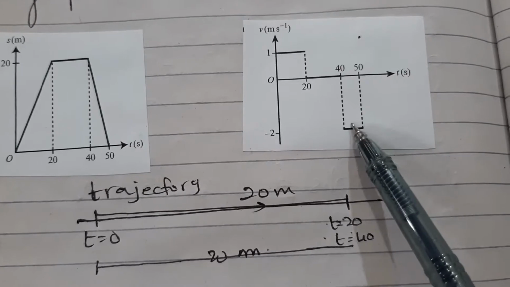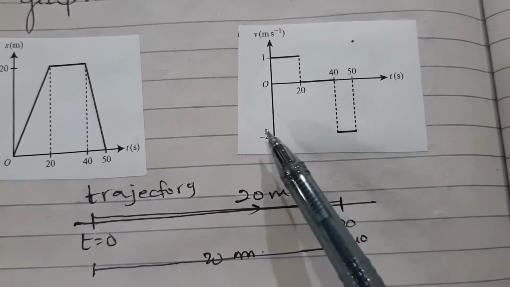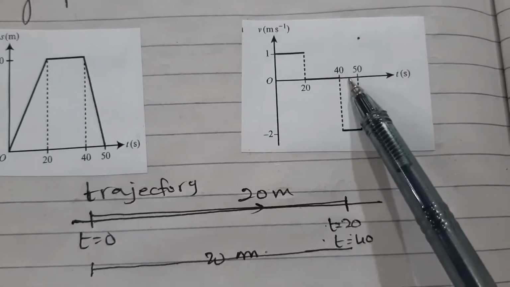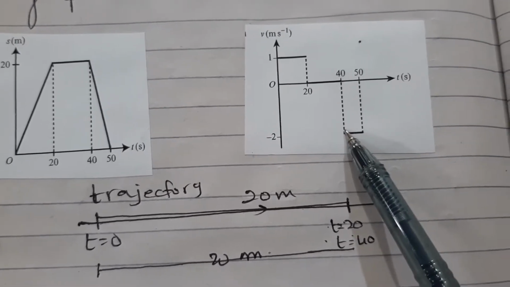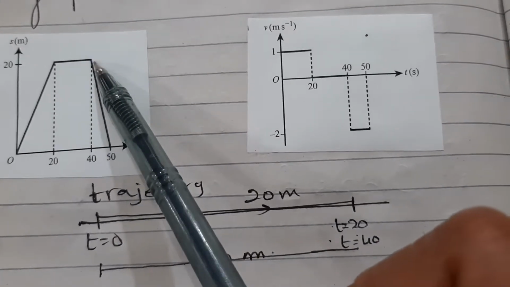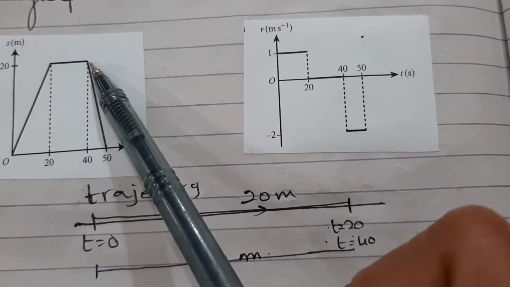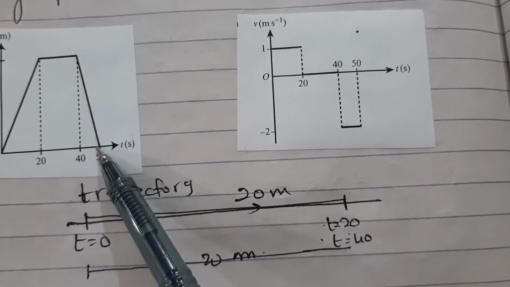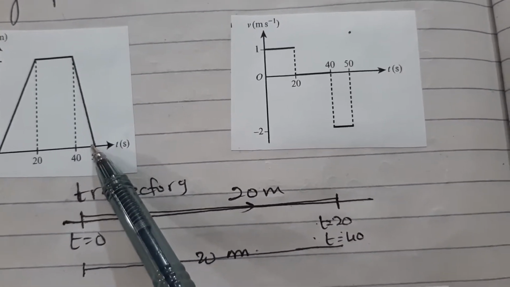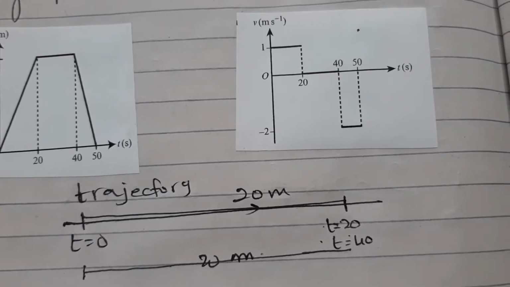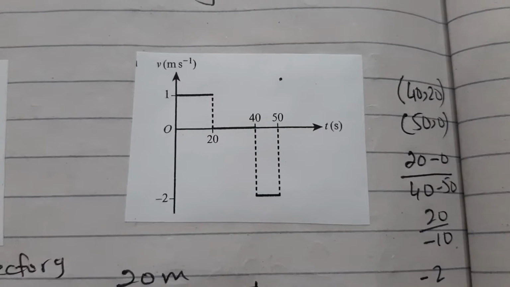So that's why we have drawn this small line in the negative side, -2. And within 10 seconds, the velocity was 2 meter per second. Again, if you take out the gradient here, this point is (40, 20) and this point is (50, 0). So you can apply the gradient formula and you will see that the velocity will come to -2. I can show you here.